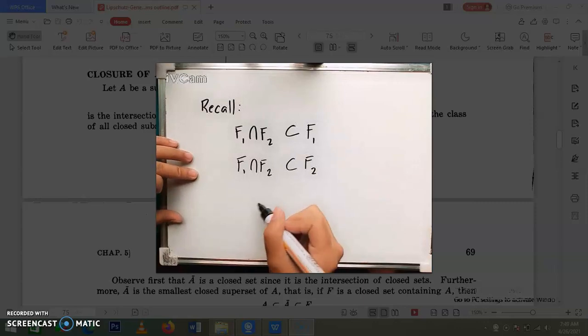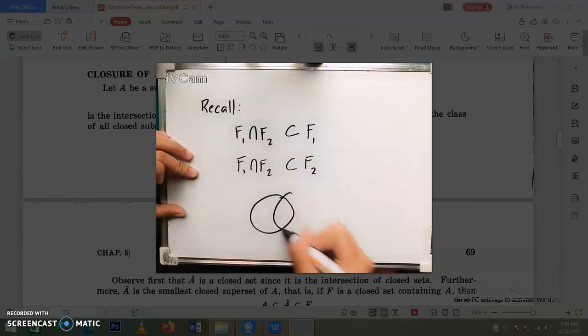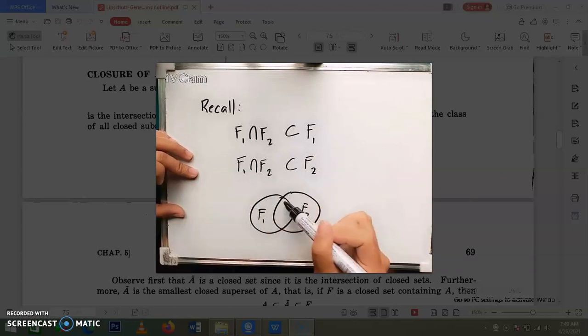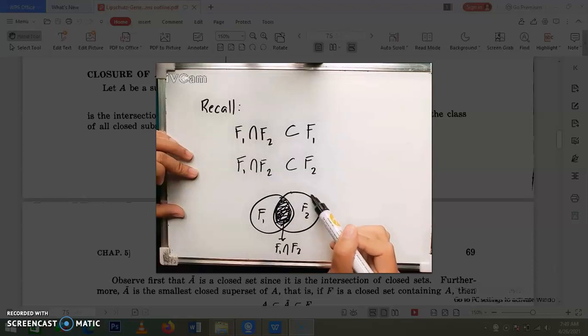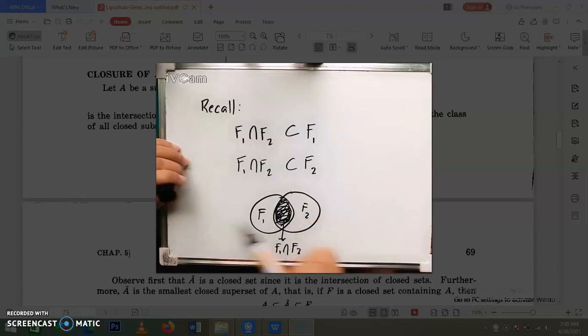Now, let's try to look at the illustration of this. If we have these two sets, this is F1 and this is F2, of course, the intersection is found here in between. So, this is the intersection of F1 and F2. As you noticed here, the intersection is a subset of F1, and also a subset of F2. So, we will use this later on.